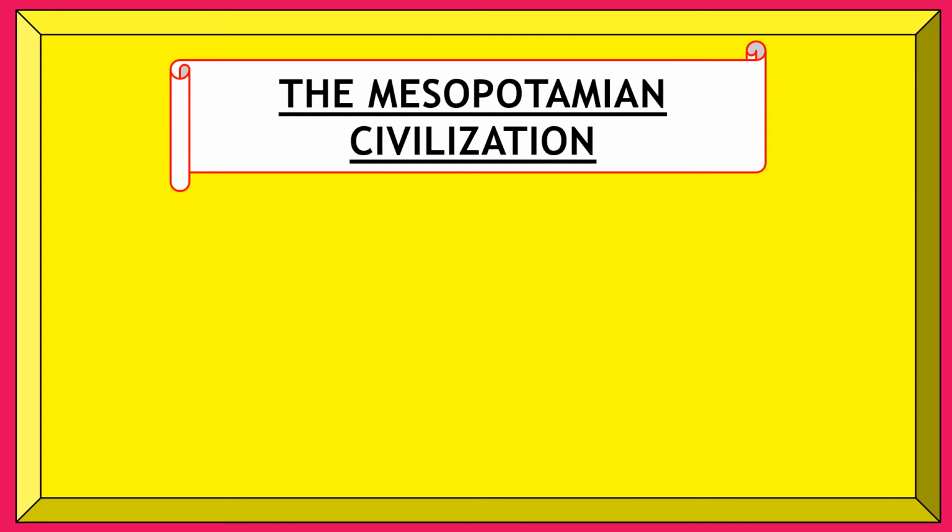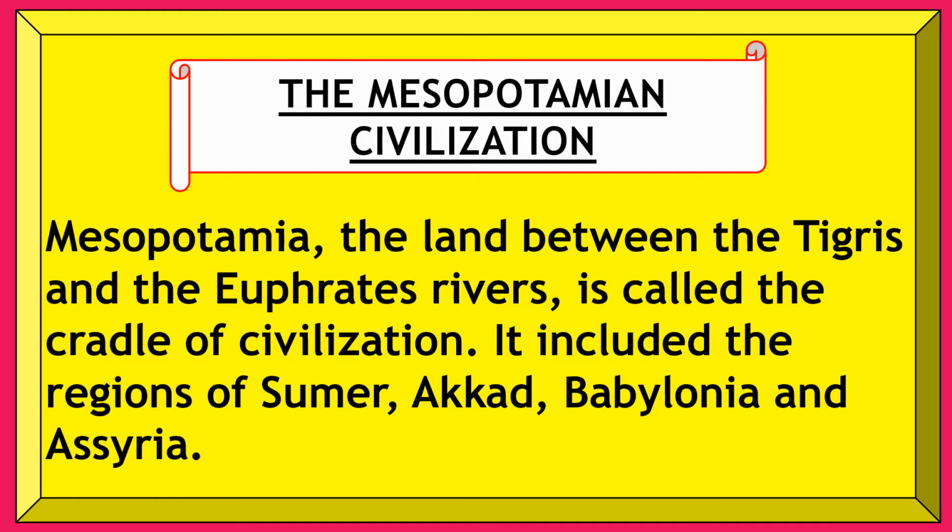Talking specifically about the Mesopotamian civilization. Mesopotamia, the land between the Tigris and the Euphrates rivers, is called the cradle of civilization. It included the regions of Sumer, Akkad, Babylonia and Assyria.